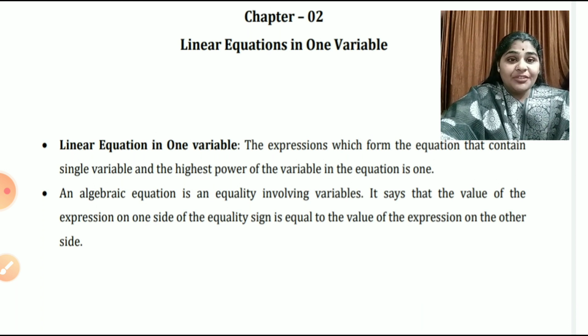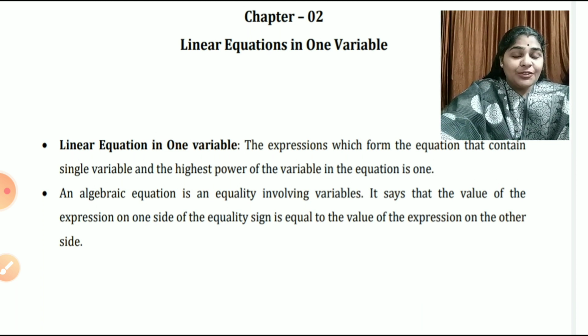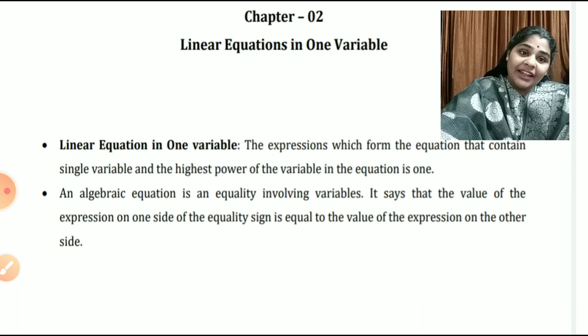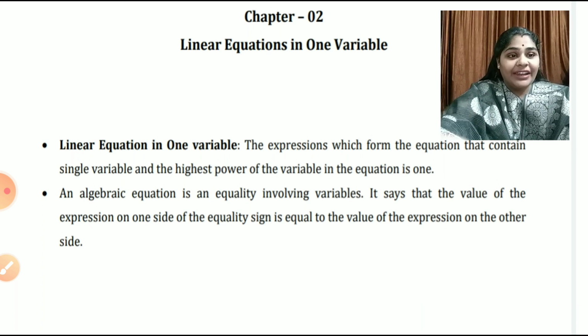Next point is an algebraic equation is an equality involving variables. It says that the value of the expression on one side of the equality sign is equal to the value of the expression on the other side. So when we find the solution, we have already checked it, right, children? How do we check? By substituting the value of the variable on both sides, left hand side and right hand side, and if we see that both the sides are equal, then only we say that yes, this is the solution of the given equation, right?